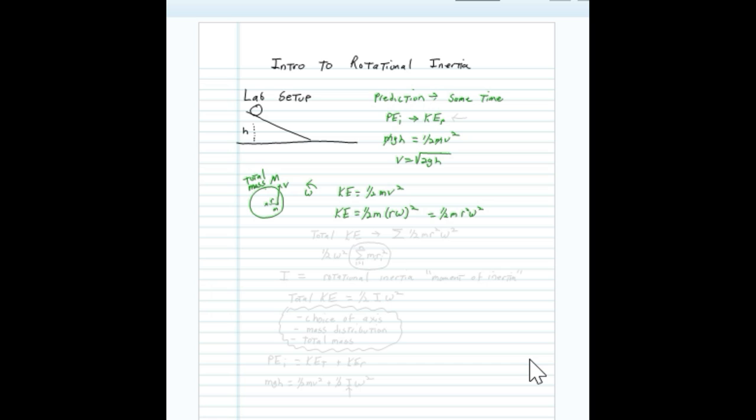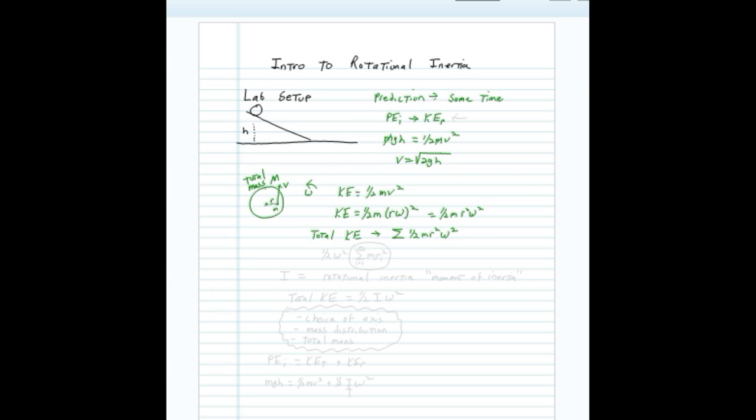So that's for any one given particle. We take its little mass and we multiply by how far it is away from the axis squared, times this quantity omega squared. So if we wanted to know the total kinetic energy for the entire thing, we would have to add up every single particle's kinetic energy. So we would have to add up 1/2 m for every little particle, how far away it is for every single particle, and multiply by omega squared.